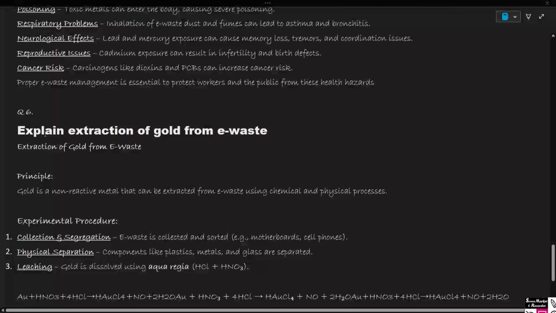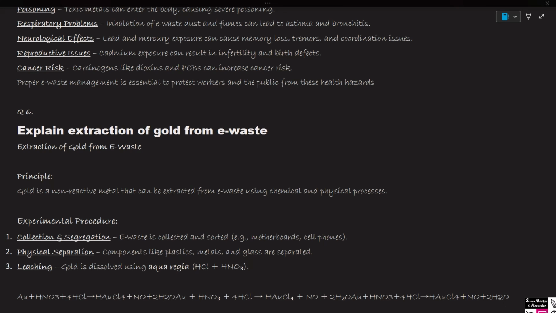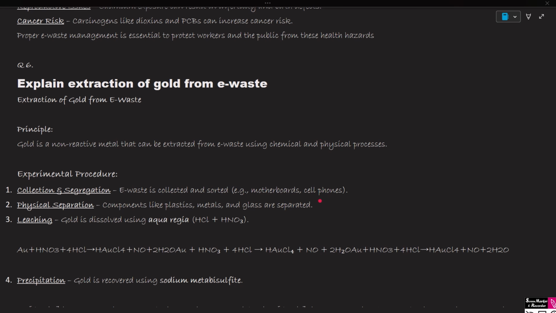Coming to the sixth question, it is very important and has also been asked many times. Extraction of gold from e-waste. E-waste contains gold particles of some grams, and we need to extract them. So extraction of gold from e-waste has several steps. Gold is a non-reactive metal that can be extracted from e-waste using chemical and physical processes. So here we are using chemical and physical processes to extract it.